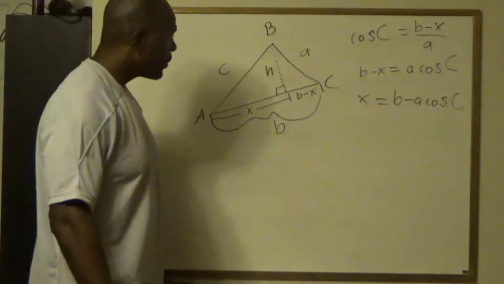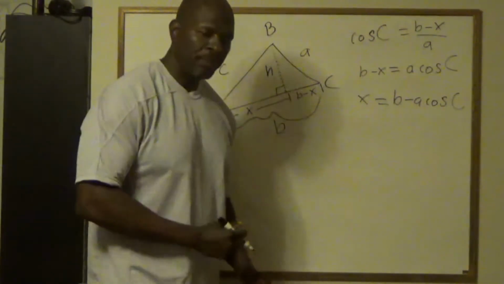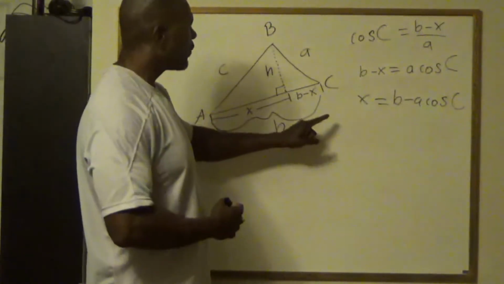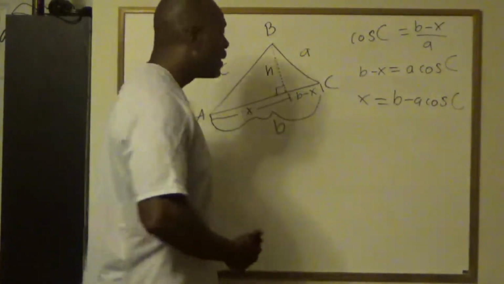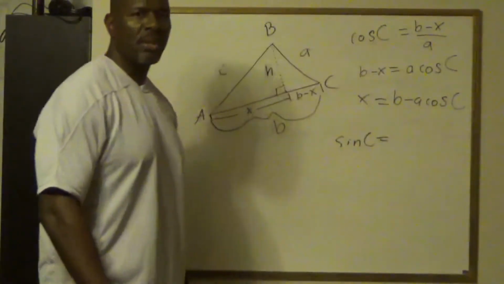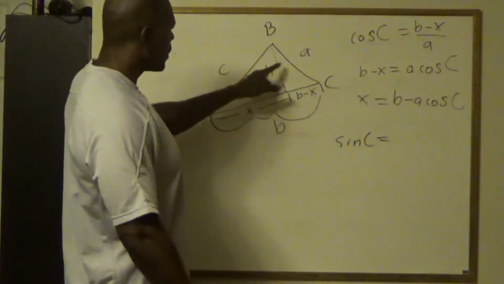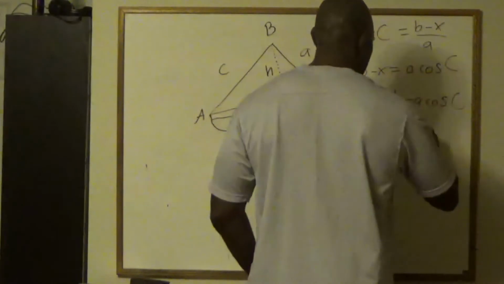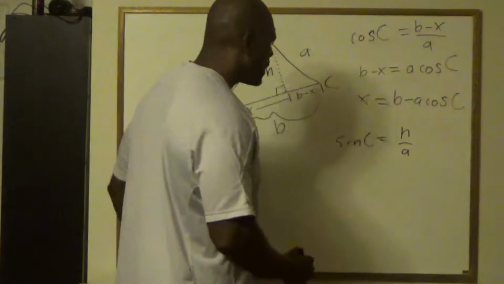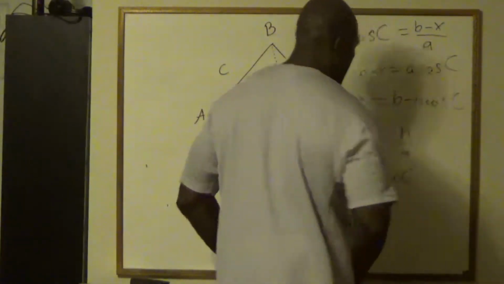Okay, now even though this is the law of cosines, I'm actually going to use a sine ratio to find this formula. I like to keep the same angle that I've been using, so I'm going to find the sine of angle C. Sine is opposite over hypotenuse. So the sine of angle C is h over a. If I solve this for h, multiplying both sides by a, I get h equals a sine C.